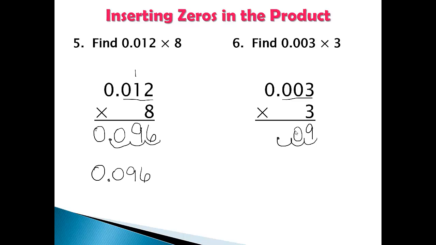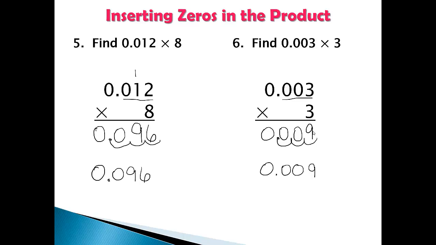Now we need to insert our zeros. So we'll insert a 0 here. We'll insert a 0 in this space, and then we can put a 0 in front of our decimal as well. So we would get our answer as 0 and 9 thousandths.